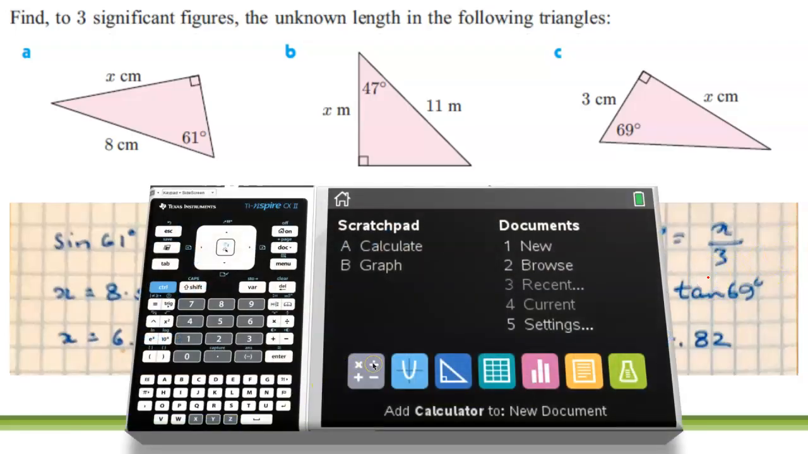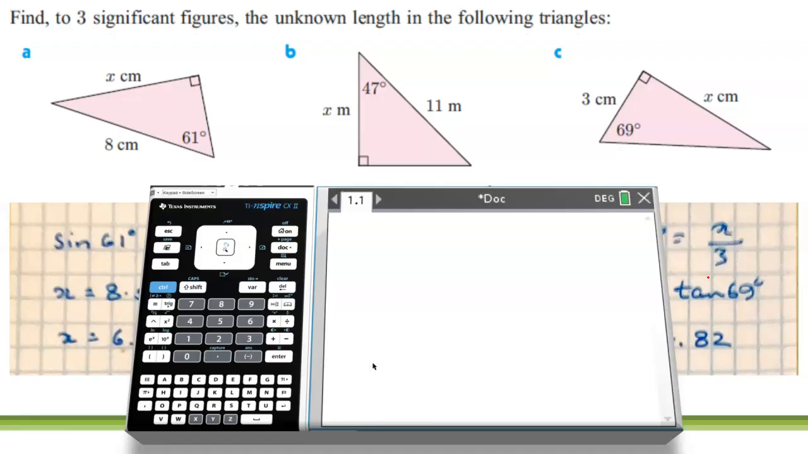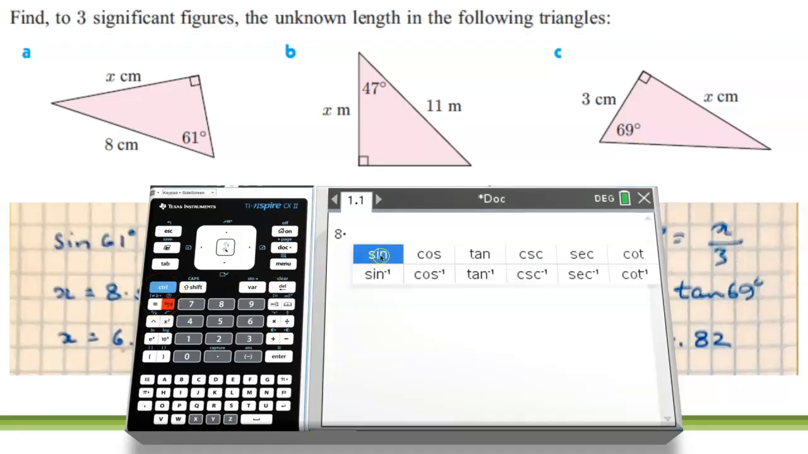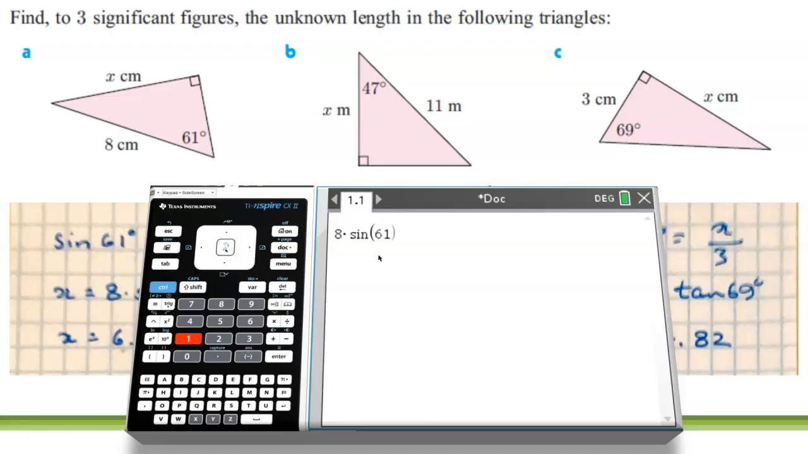Let's take a look at how I would do that on the calculator. Get a calculator screen going here. The trig center is in this area here. And you can see if you want to use sine, like in this first question, 8 times the sine of 61, 6.99695 is what I had.